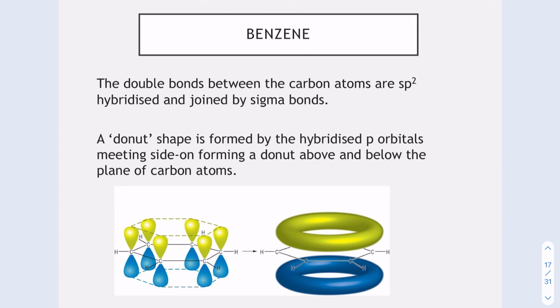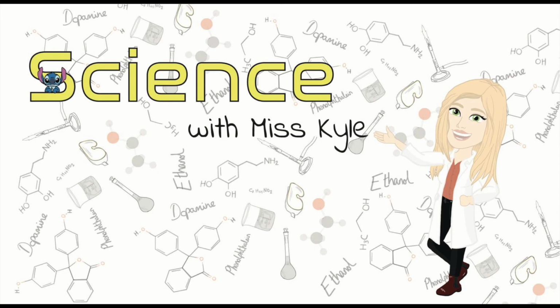A kind of weird donut shape is formed above and below the plane of the carbon atoms. Because you've got so many pi bonds going on, they kind of merge together to make this donut shape above and below the plane of carbon atoms. So within them, you've got delocalized electrons. And that's our little introduction to molecular orbitals, sigma pi bonds, and sp3 and sp2 hybridization finished.